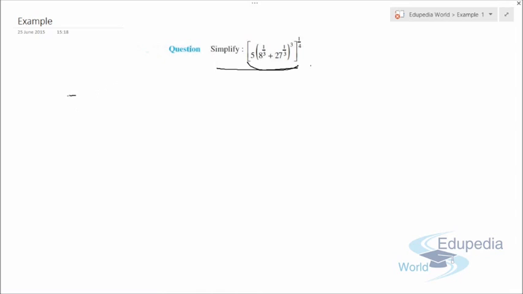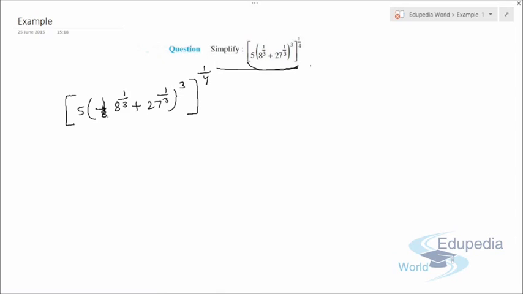So the question is 5 into, sorry, it's 8. 5 into 8 raised to power 1 by 3 plus 27 raised to power 1 by 3, bracket close, whole power 3, then again bracket close, again whole power 1 by 4.